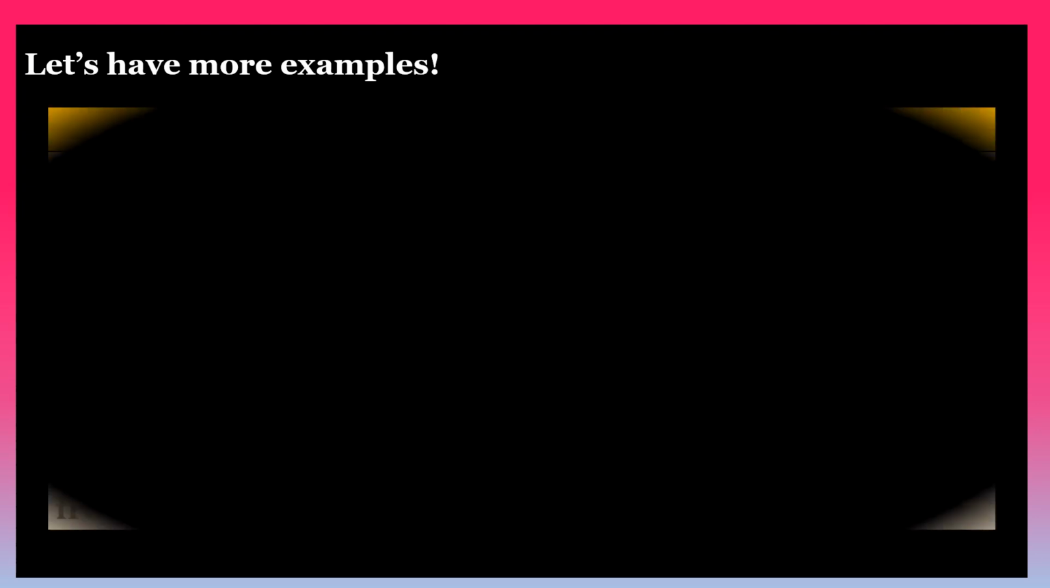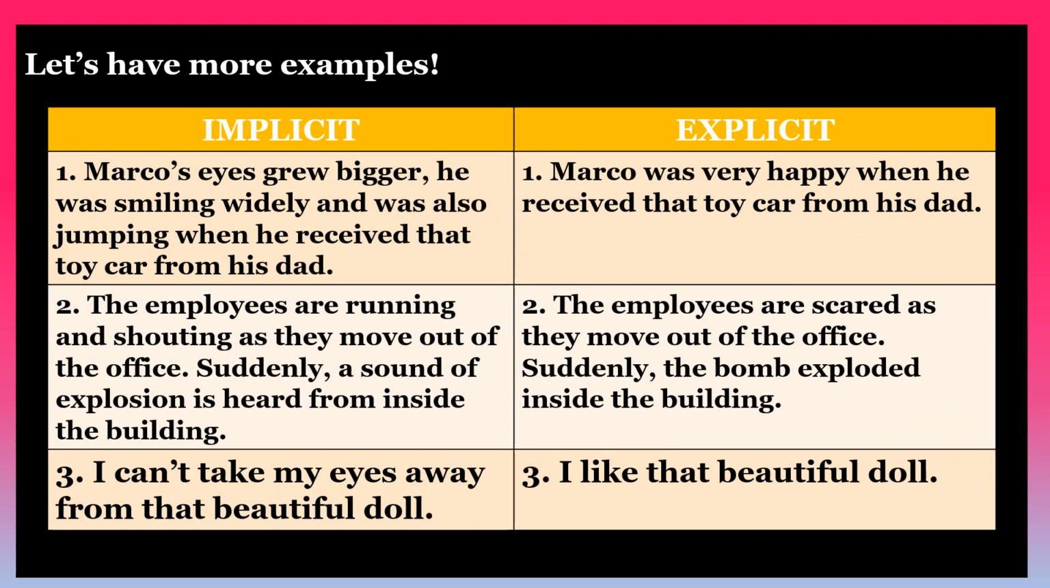Let's have more examples then. Implicit and explicit. Number 1, for implicit, Marcus' eyes grew bigger. He was smiling wildly and was also jumping when he received that toy car from his dad. Explicit. Marco was very happy when he received that toy car from his dad.